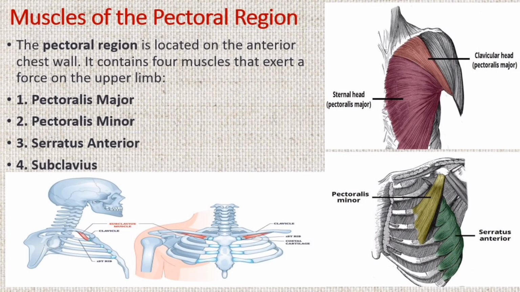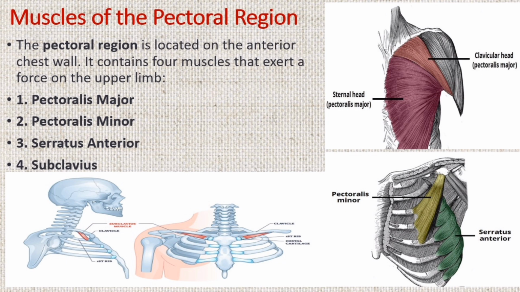Muscles of the pectoral region. The pectoral region is located on the anterior chest wall. It contains 4 muscles that exert a force on the upper limb: the pectoralis major, pectoralis minor, serratus anterior and subclavius. In this video, we shall look at the anatomy of the muscles of the pectoral region, their attachments, actions and innervation. Pectoralis major. The pectoralis major is the most superficial muscle in the pectoral region.